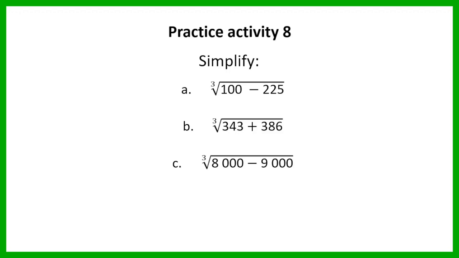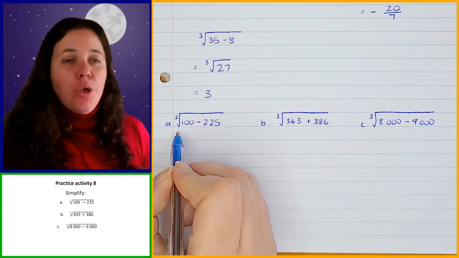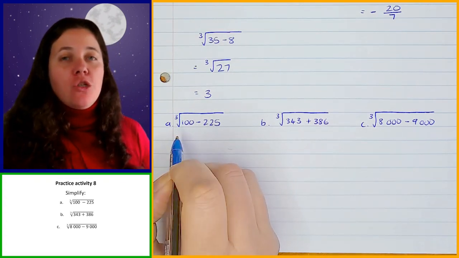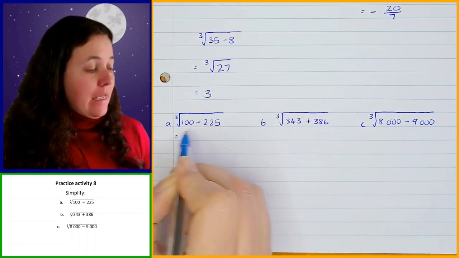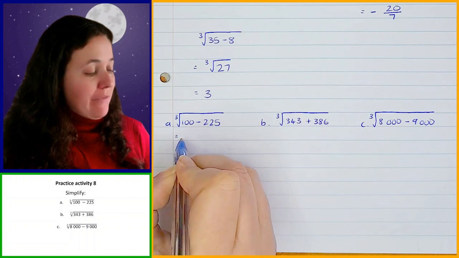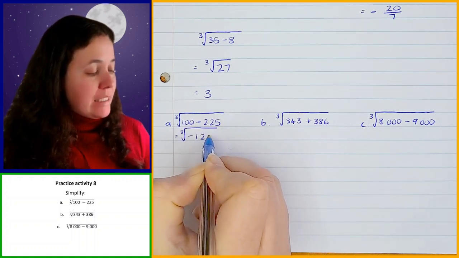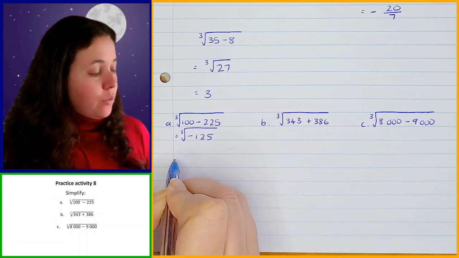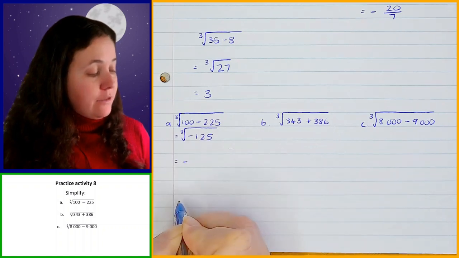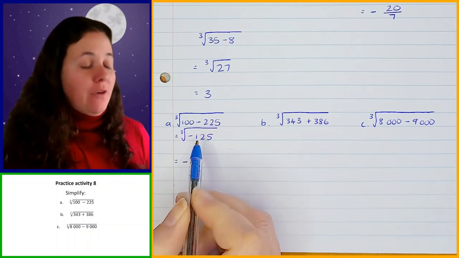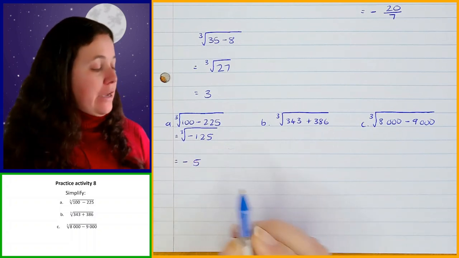Okay, you should be done with those questions by now, so let's go through each of those examples. So for question A, we had the cube root of 100 minus 225. So first of all, I have to simplify that 100 minus 225. That gives me the cube root of negative 125. Now, when I cube root a negative number, we said that we're going to get a negative answer. So that's going to be negative. And then the cube root of 125 is 5. So for that example, you should have got negative 5.